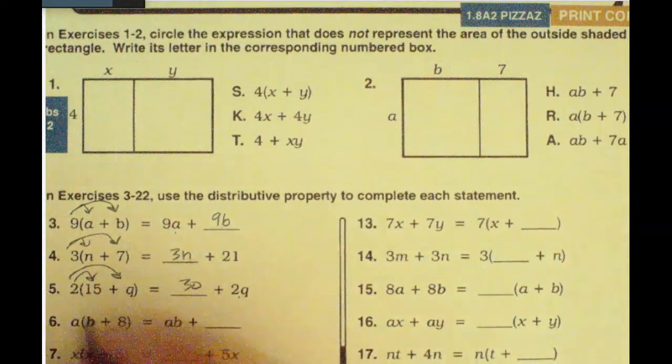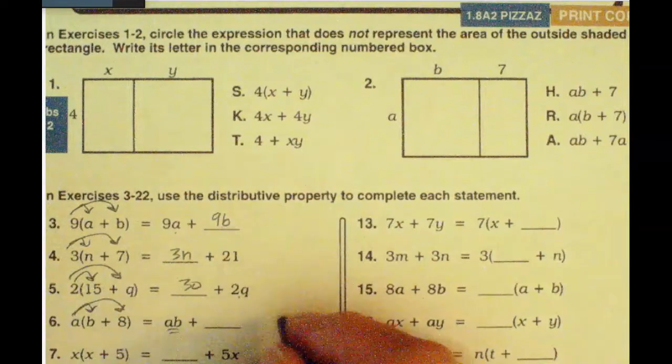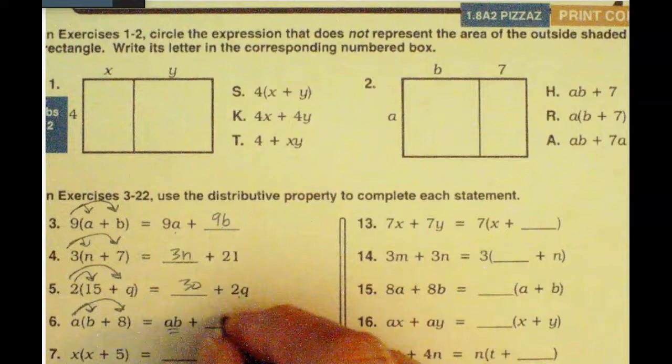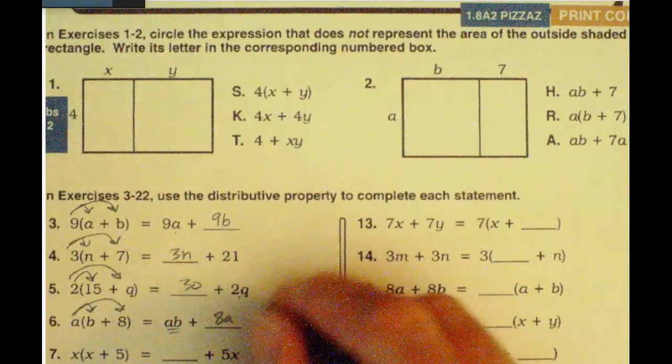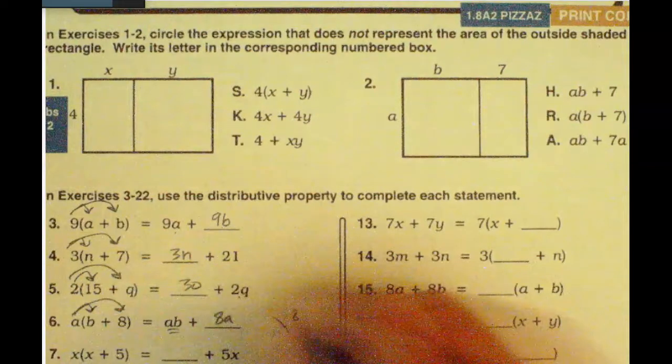This one, same thing. Here's the AB. What's A times 8? Well, I know you'd like to write it as A8, but we generally write that as 8A. We put the number first. All right?